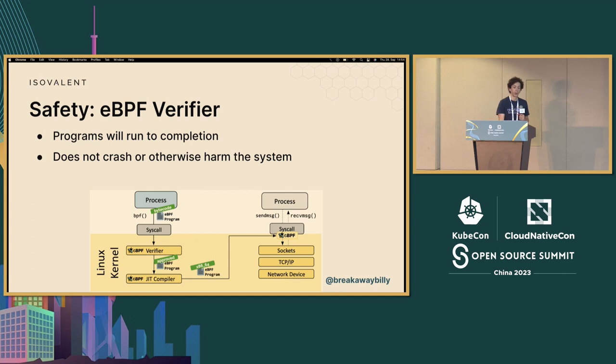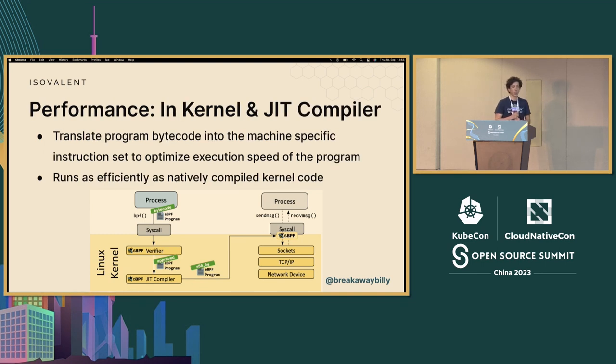So the first and probably most important thing is safety. Before your eBPF program can be loaded into the kernel, it actually has to pass through the eBPF verifier. And basically, the verifier checks that the programs will run all the way to completion. They won't make the kernel hang. They won't crash or harm the system in a way that is irrecoverable. And so the verifier helps make sure that your programs aren't going to harm the kernel or harm your whole infrastructure.